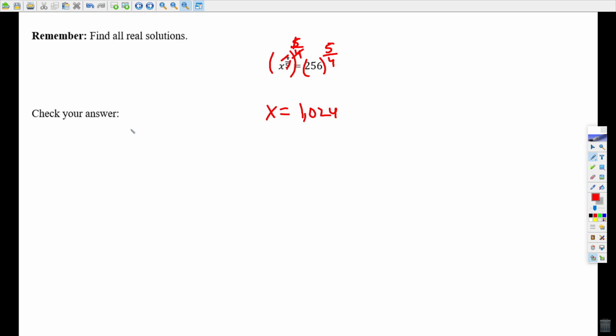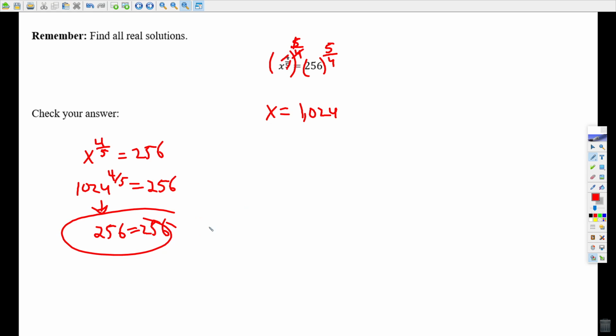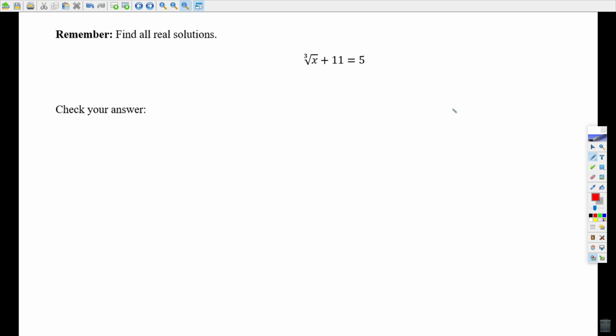All right, and then we're just going to come over here and check our answer. So we're going to put 1,024 into the original. So here's the original. I'm just going to put 1,024 in there. So we have 1,024 raised to the 4/5. Question is, does that equal 256? And you can type that into the calculator, hopefully, and get the fact that it is 256. So we're going to practice doing some more of this, of checking our answer to make sure it works. Because I don't think we've really done that like all year, so this is kind of something new we haven't really done, but hopefully it's not too difficult.